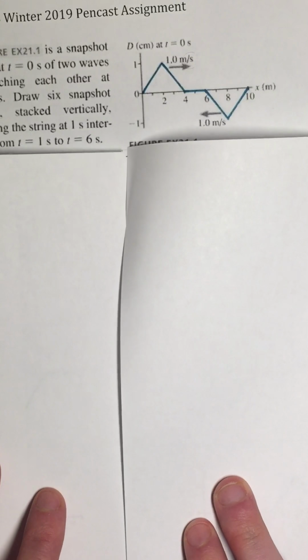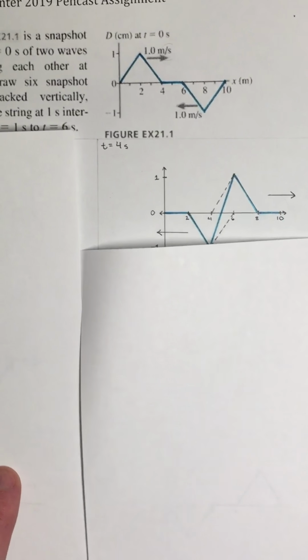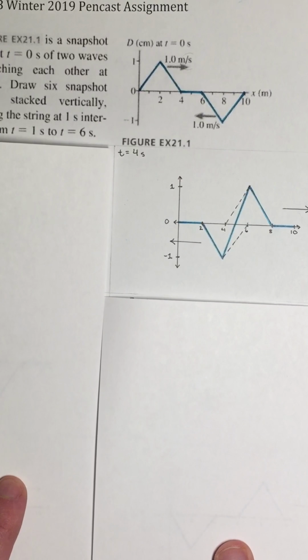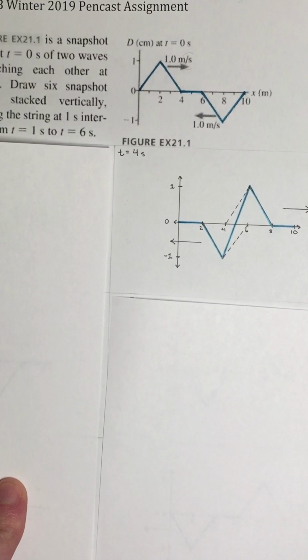You move over to time equals 4 seconds. The individual waves do not get hindered from colliding into each other. They keep on moving in their original direction. So you have the dashed line of the shape of the original wave and the blue line of the string. So the waves keep on going, and remember that net displacement is still occurring.